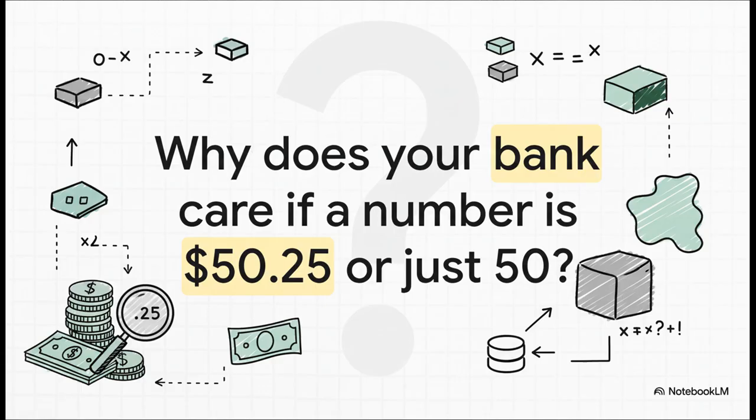Think about this for a second. Why does your bank care so much about that 0.25? I mean, it seems like such a tiny detail, right? But that little decimal point is the difference between your balance being perfect and it being wrong. Your bank needs absolute precision, and that simple idea is really the heart of what we're talking about today.